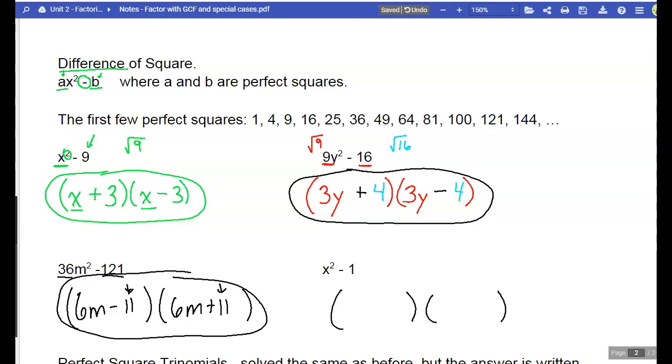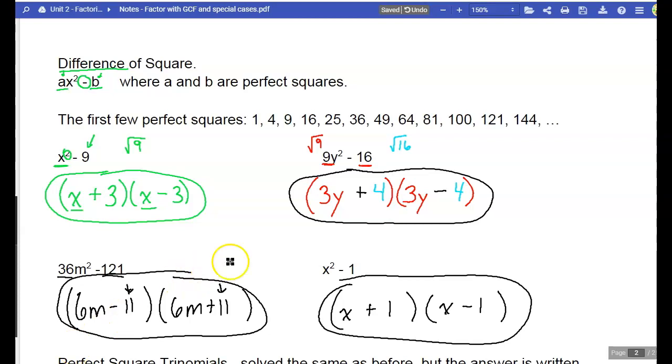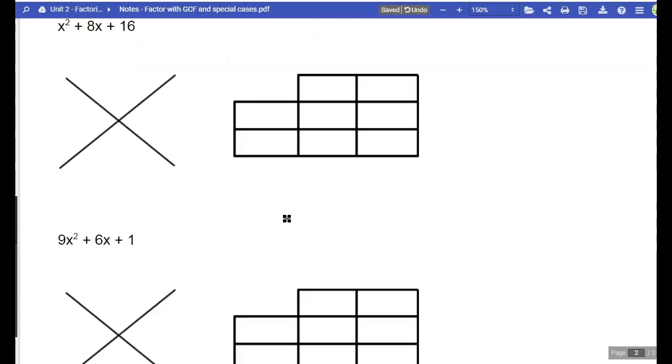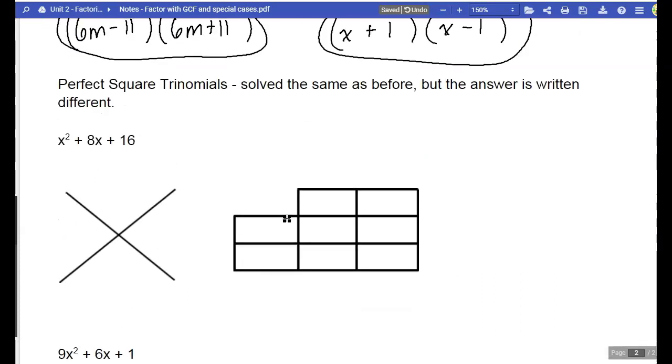So give this last one a shot. This is the one everybody trips up on. But you have your list up here that helps you. Did you get x plus 1 times x minus 1? If you got that, you did it right. All right, let's go to our last example, our last set of examples. I only have 2 problems left.